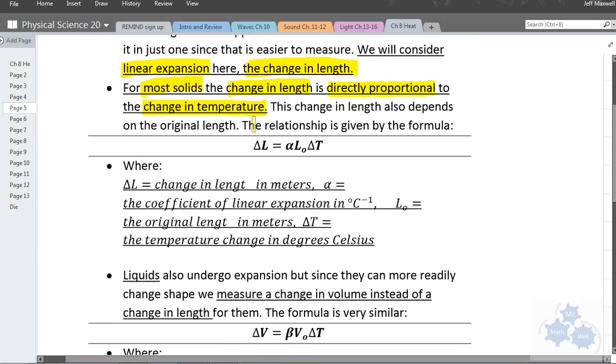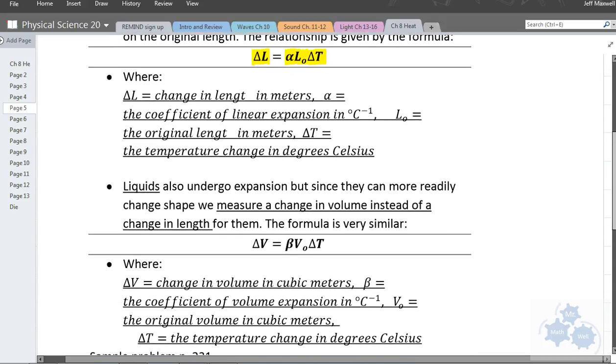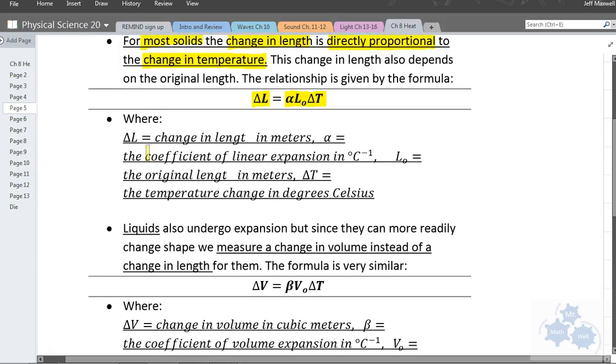So here's the formula for linear expansion. Change in length equals alpha, the Greek letter, and we're going to find out that that's a special coefficient, times L naught, or L0, which is the original length, times delta T, the change in temperature. So copy that formula out, and then also make little notes about what each of them represents. Now, for some reason, I'm missing a T there.